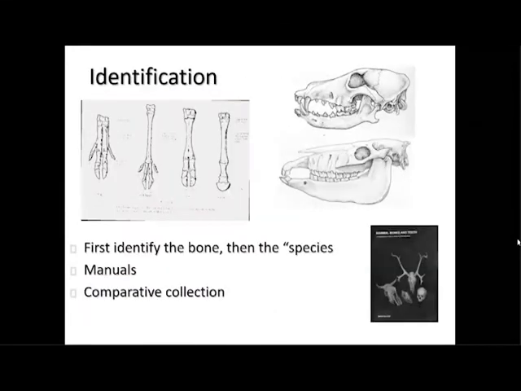So identification, the first step would be to identify what bone you're looking at, and then the species. And this we do by the use of manuals, which show us what the bone is, and can give illustrations, as you see on the top left, of different species and different morphologies. If you're lucky enough, you can be in a university or in a lab that has a modern comparative collection, and this gives you a better idea because you see the bones up close and you can familiarize yourself with the different skeletal elements as well as species.